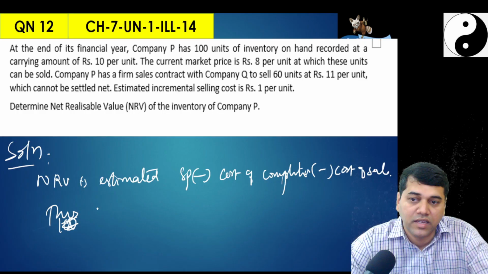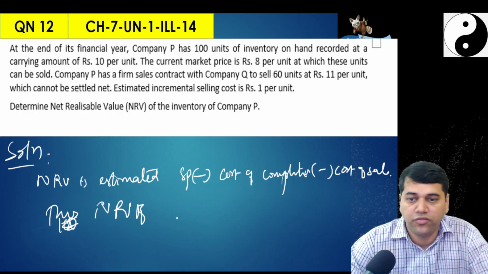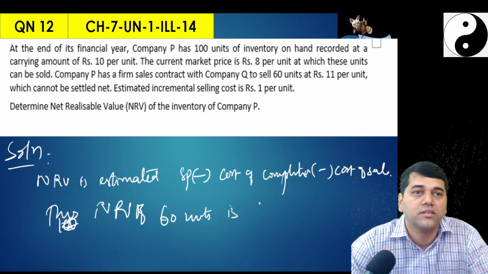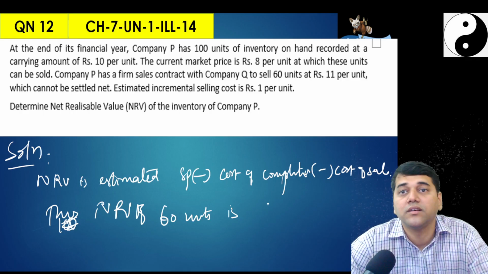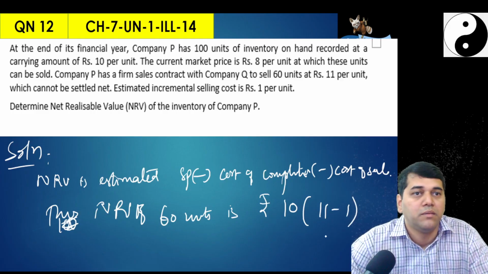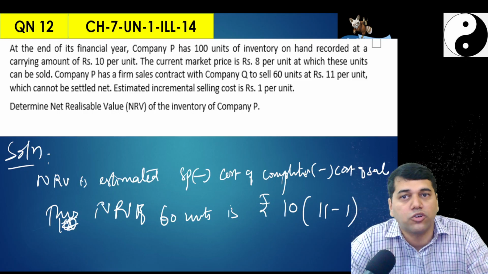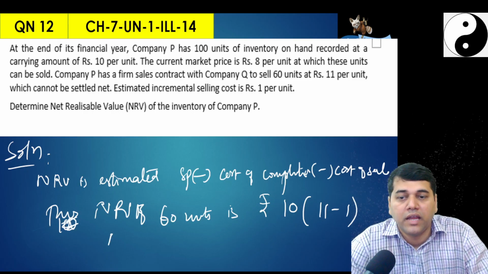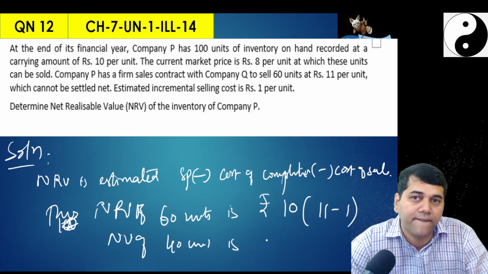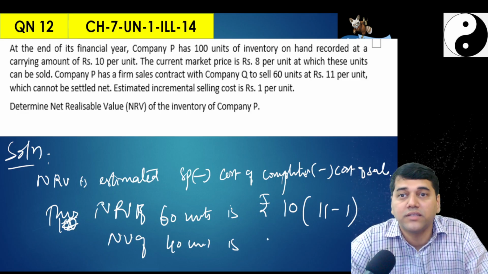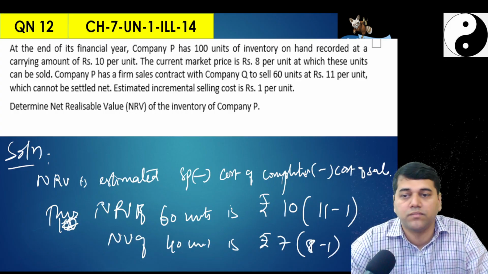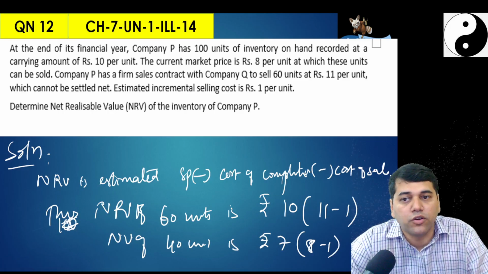Thus, NRV of 60 units is how much? 10 rupees, that is 11 minus 1, because the estimated selling price is 11 minus the incremental cost of sale, 1. NRV of 40 units is 7 rupees, which is 8 minus 1.